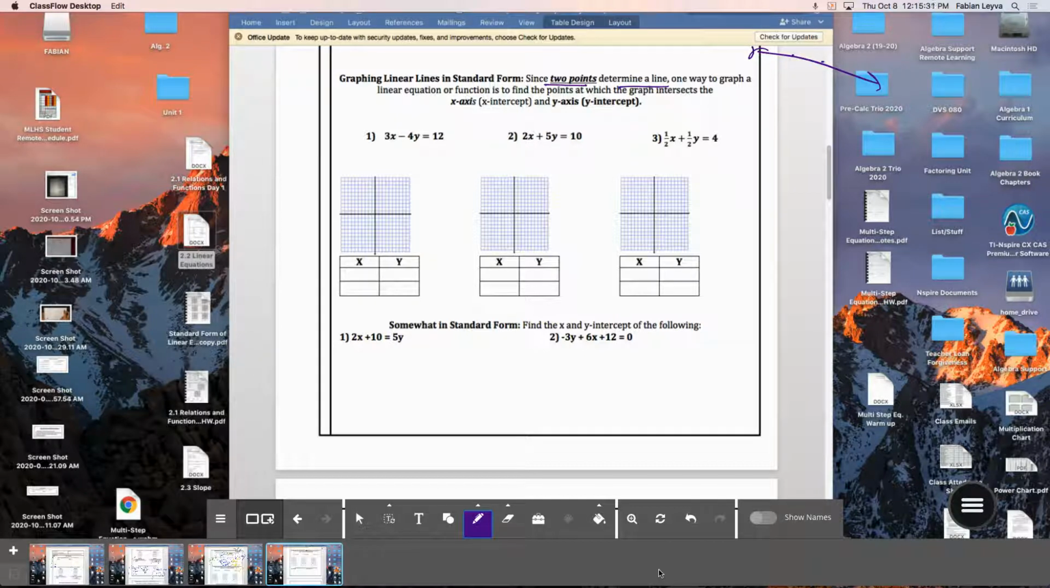Now, let's keep this in mind. If I'm finding the x-intercept, and here's my ordered pair, what is true about all x-intercepts? Now, here's my x-axis. Here is my x-axis highlighted.